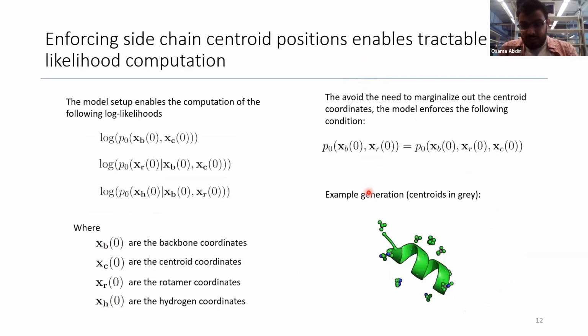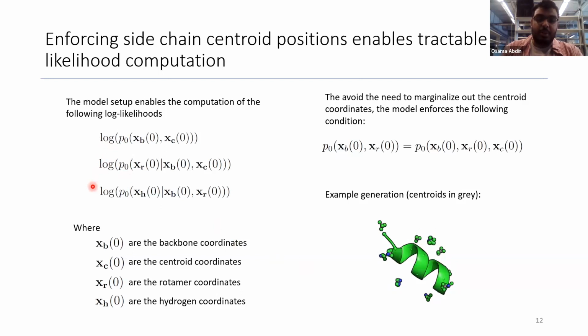Okay, so one final technical consideration is that the process that generates the heavy atoms for the rotamers needs to be modified to actually allow for tractable likelihood computation over the real peptide atoms. So in the setup I described so far, we're able to compute the joint likelihood over the backbone centroid coordinates, and we're able to compute the likelihood of the rotamer coordinates conditioned on the backbone and the centroid coordinates. However, what we're actually interested in is the likelihood over the real atomic coordinates and not the centroids.